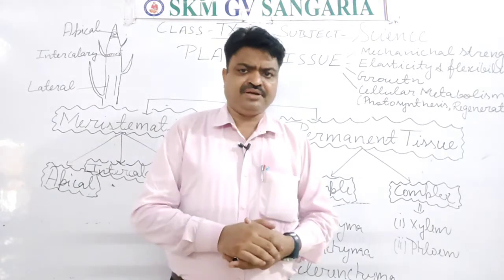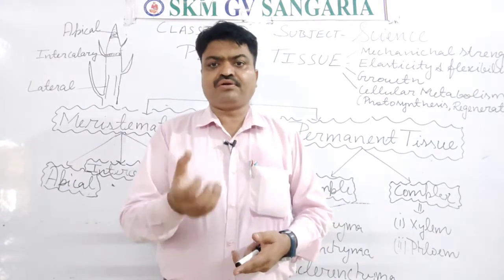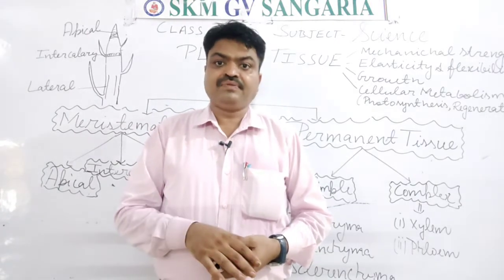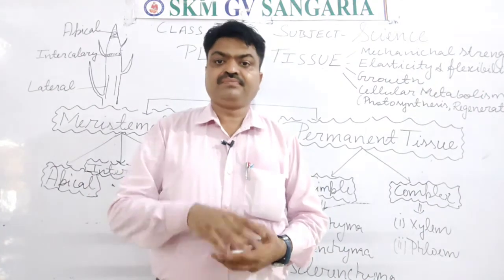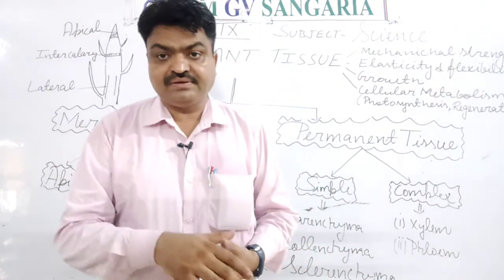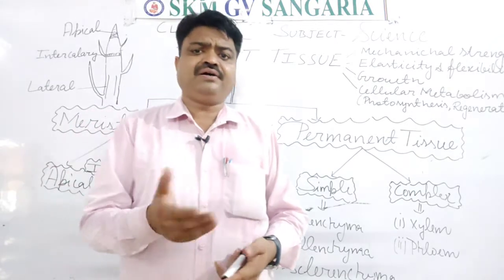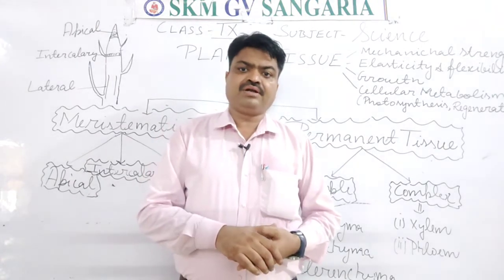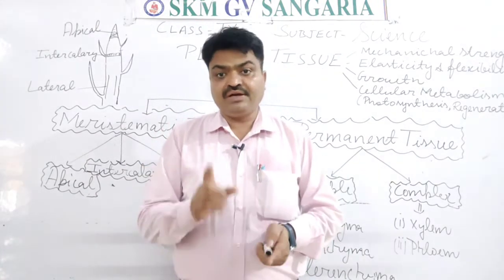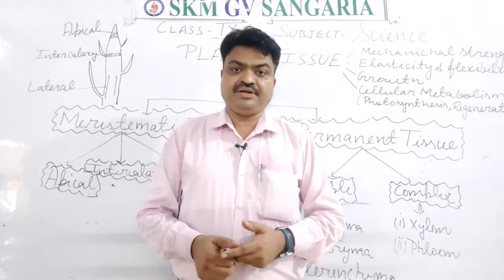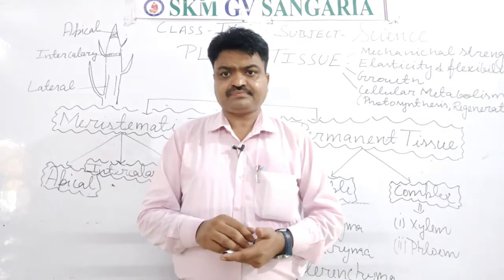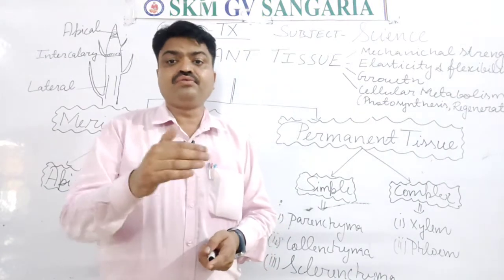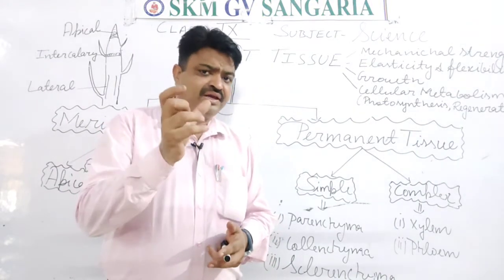Now what is meristematic tissue? Many times you observe the growth of the plant, student. Plants grow in height, or plants grow towards the earth. They grow towards the sunlight or towards a particular side. They grow with the help of meristematic tissue, and their cells have the capacity to grow.